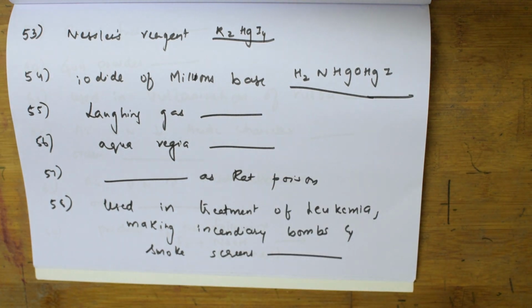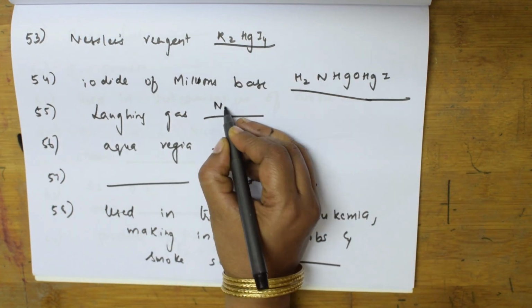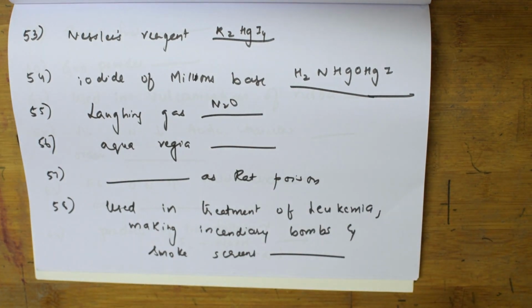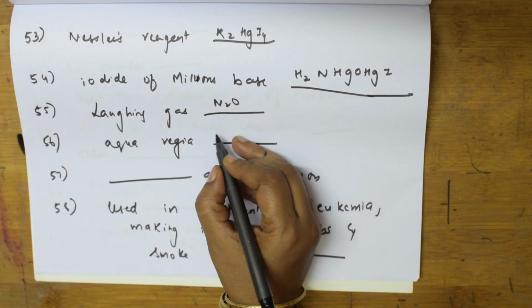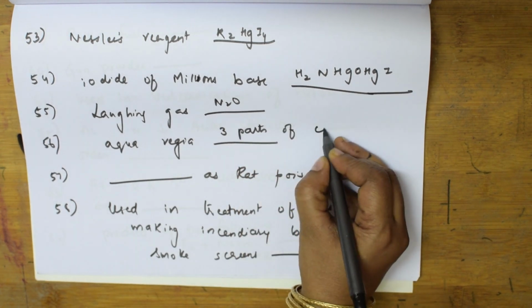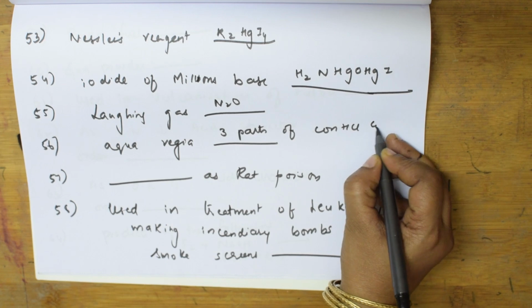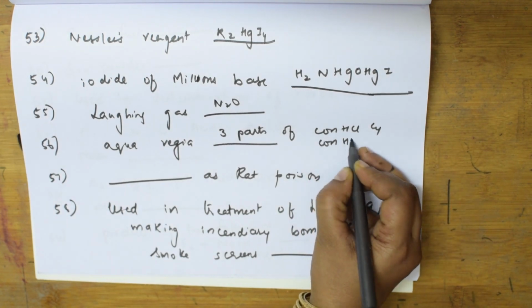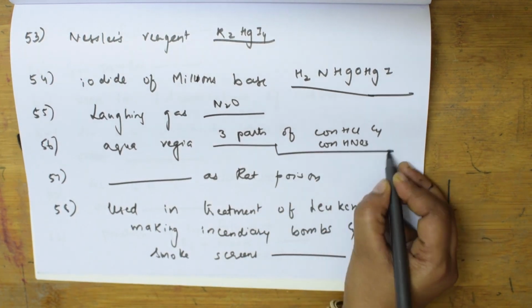Next, laughing gas. We very well know the simplest one. Laughing gas is N2O. I've picked the genuine ones from the textbook, so every line of NCERT is included in this. Next, what is aqua regia? Aqua regia contains 3 parts of concentrated HCl and 1 part concentrated nitric acid. Remember this.